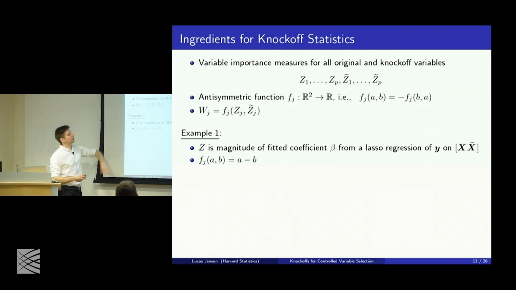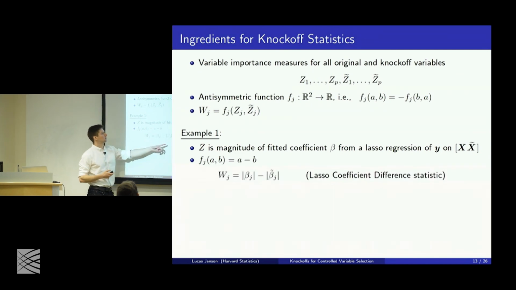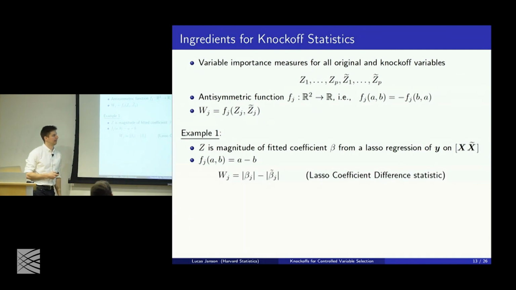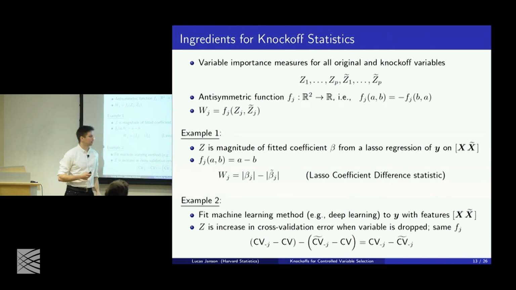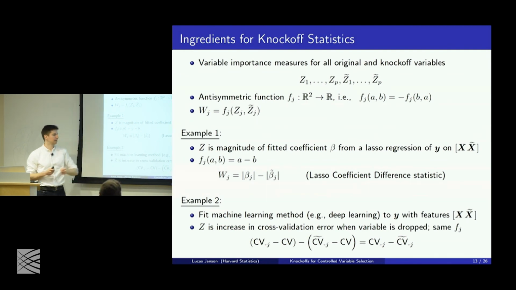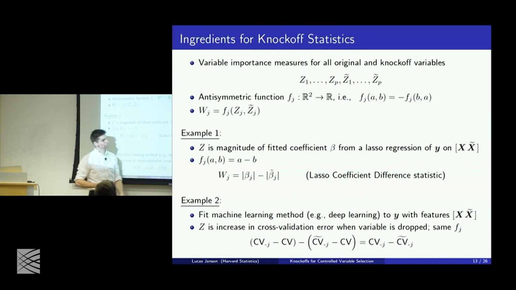As an example, Z could be some sort of fitted coefficient from a lasso regression. I take a minus b, and I get what we call the lasso coefficient difference statistic. As another example, we could take a machine learning method, fit to y and X, X̃, and take the cross-validated drop in, or I guess increase in error when you drop a variable. That's going to be our measure of importance. So that looks like the cross-validation when I drop the jth variable minus cross-validation with all of them, and the same thing when I drop the jth knockoff variable. You'll see that the CVs cancel out, and we just get this. I don't have a name for it, but it's a measure of variable importance you could use. I think it's a reasonable one if you think you have a really good machine learning method.